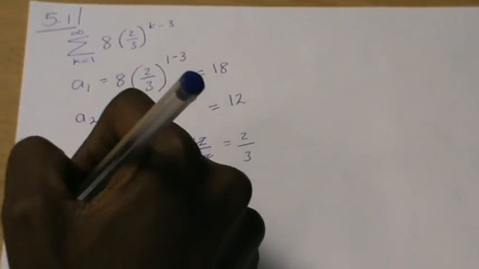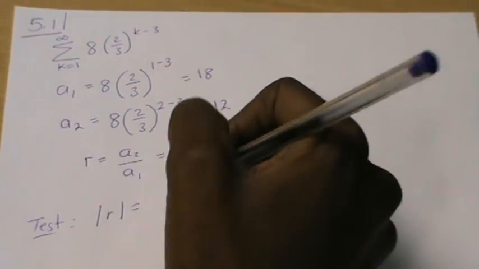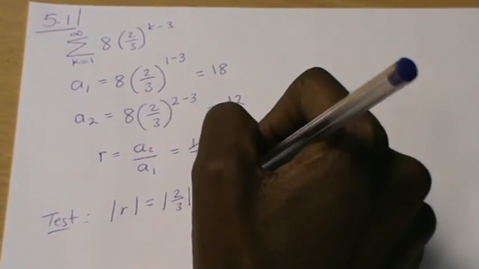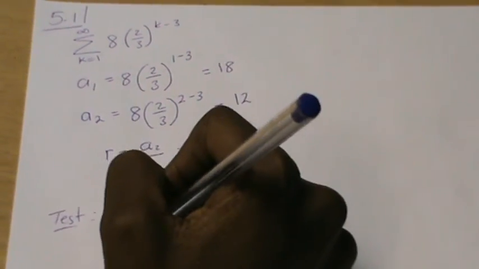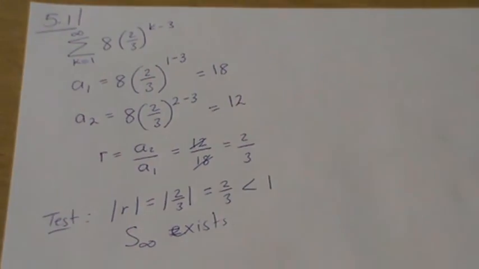So I should test. What is the absolute value of R? This is the absolute value of 2 over 3, which is just 2 over 3. And then I compare this to 1. It is less than 1. So this sum to infinity, which I am being asked to find, I just say it exists. Okay, so now that I know it exists, I should work it out.